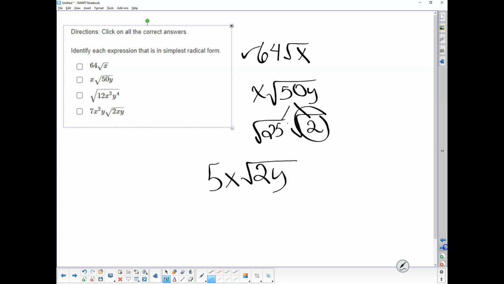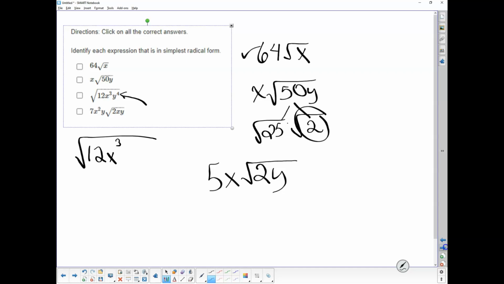I look at my 12x cubed y to the 4th power, all of that, take the square root of that. Well, I look at this y to the 4th power, and I can take the square root of that, right? So let's actually work through this one.